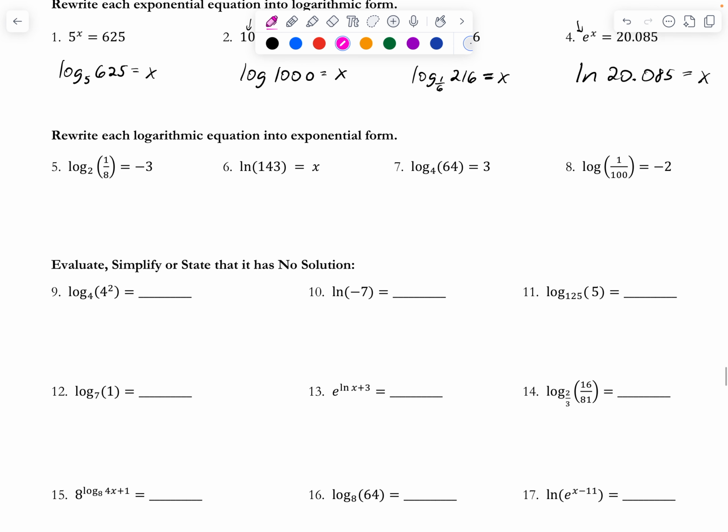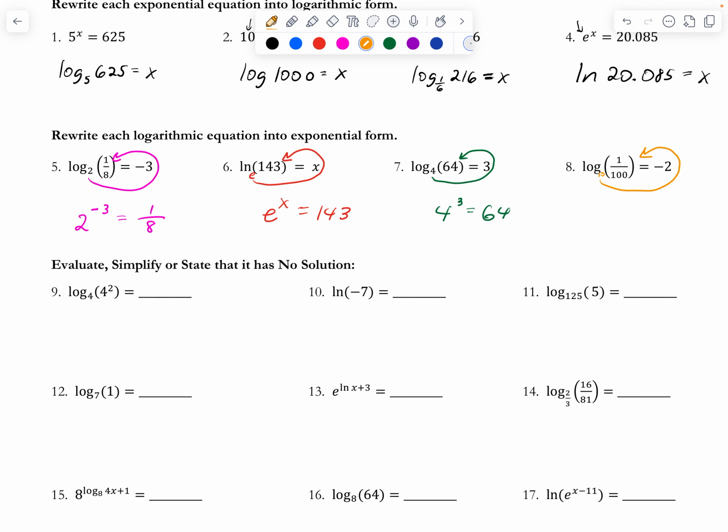Now we're going to go the other way, rewriting in exponential form. 2 to the negative third power equals 1/8. Next one is e to the power of x equals 143. After that, I have 4 to the third power equals 64. And the last one here is a base of 10: 10 to the negative second power equals 1 over 100.